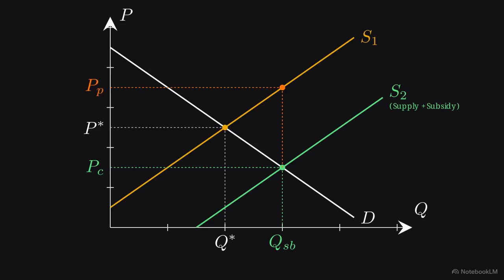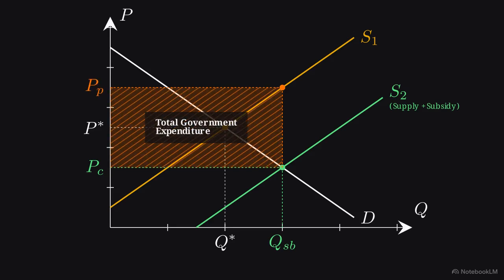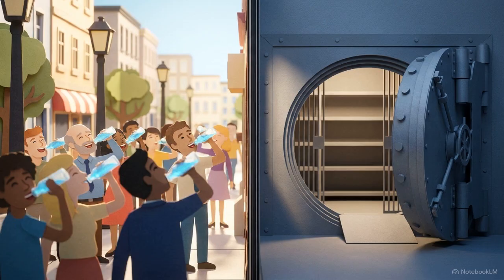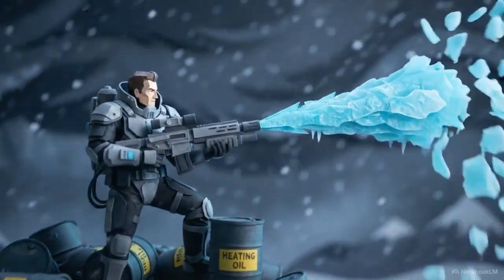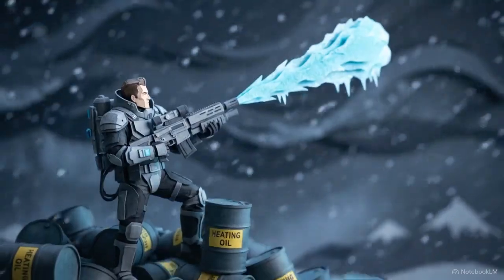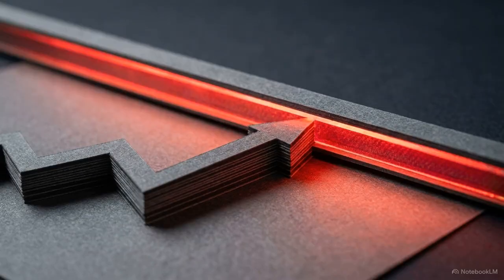But remember, this shaded rectangle is total government expenditure. Subsidies cost massive taxpayer money, creating huge opportunity costs. Subsidies are highly effective for promoting merit goods that benefit society, but they put a heavy drain on the city's resources. When Mr. Freeze violently corners the heating supply market during a brutal winter storm, prices skyrocket completely out of reach. To stop this, Batman deploys a maximum price or price ceiling.